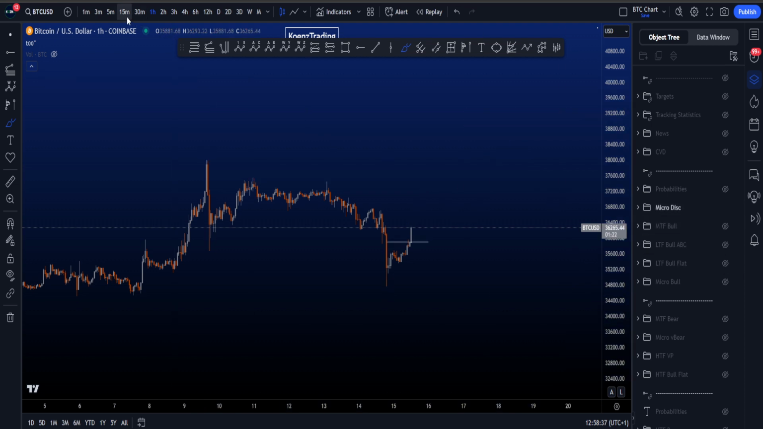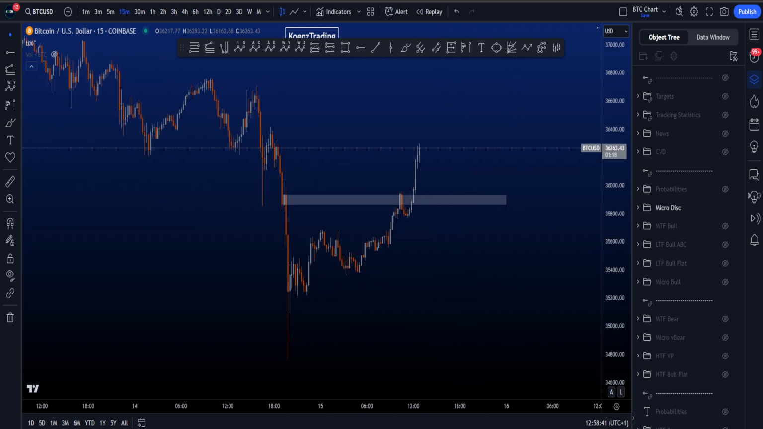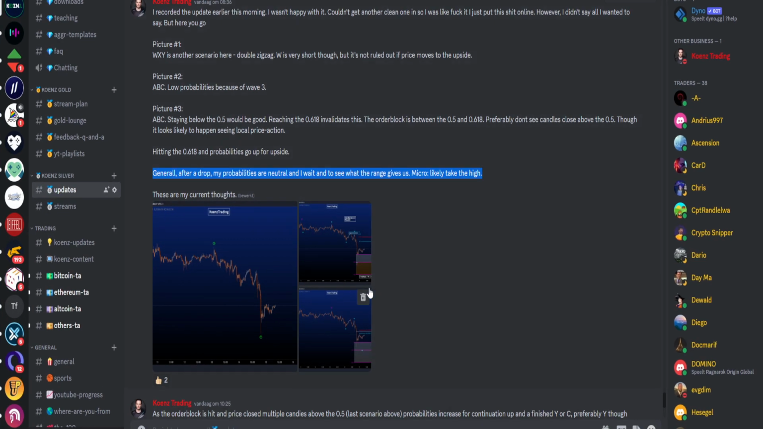Now on the micro time frame, on the 50-minute, I've actually been working this morning in Discord as well, talking about, first of all, my feelings after the morning update, because I wasn't happy with it, but I couldn't get another clean one in, so I just put it online. There were a couple of things that I wanted to say, but I had to put something online. It was already 8 a.m. So you can read some stuff over here.